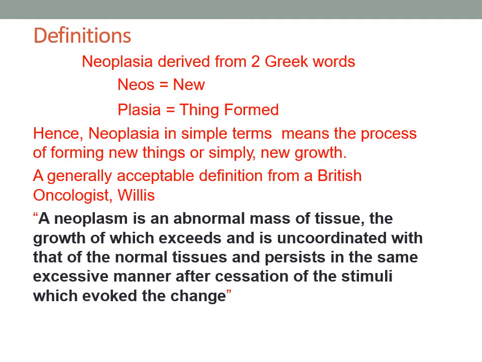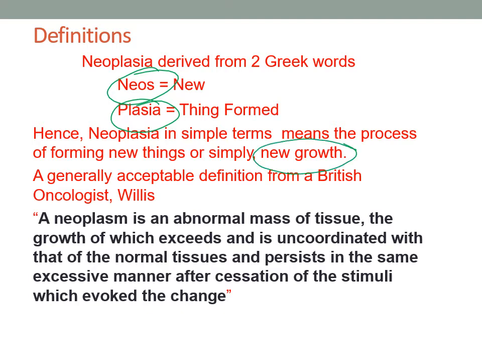So coming to definition of important terms, the word neoplasia is derived from 2 Greek words. We have neo, which means new, and plasia, which means things formed. By that, neoplasia means formation of new thing, or a formation of new growth. That is neoplasia, or simply new growth. So neoplasia is a process of forming a growth, while neoplasm is the growth itself.